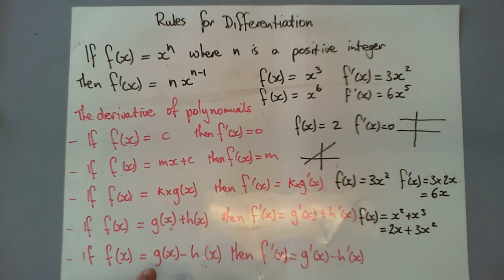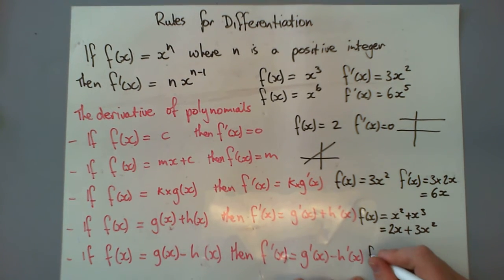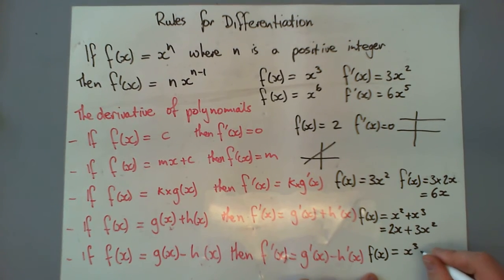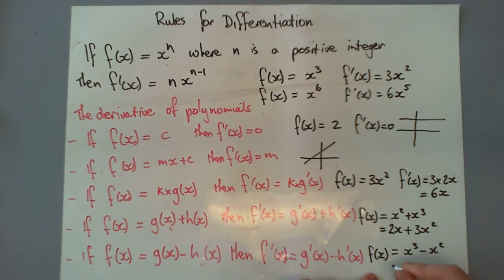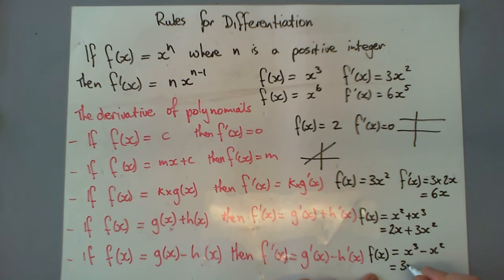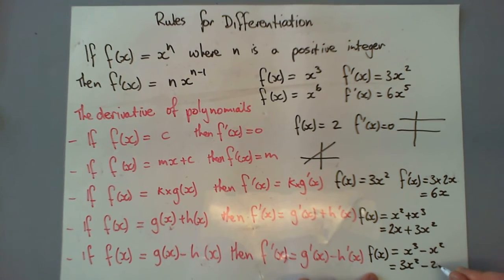This works exactly the same whether it's adding or subtracting. If we had f of x equals x cubed take x squared, then we're simply going to have 3x squared minus 2x, by bringing the power down and reducing it by 1. So I've got a few examples we can look at.